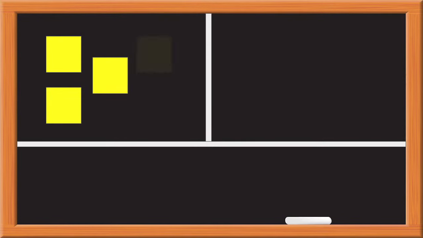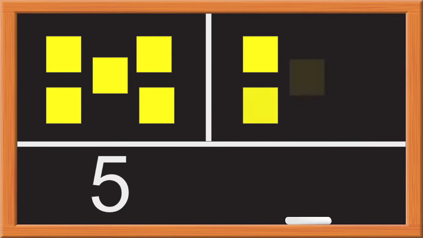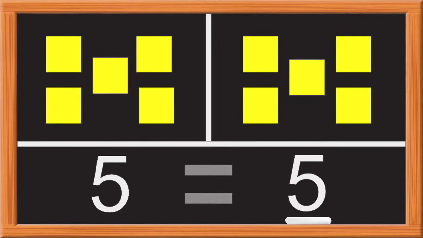Would you count some tiles with me? 1, 2, 3, 4, 5. I'm going to write down 5. And count with me the tiles on the other side. 1, 2, 3, 4, 5. Both sides of the board have 5 tiles. They are equal. The equal sign shows that both sides have the same value or number of tiles, 5.